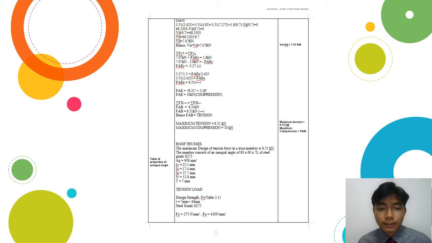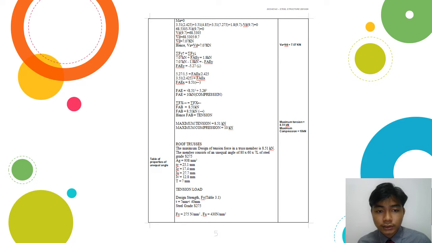We use the same formula that we learned from the theory of structure. So we got first FAEY is negative 5.27, so the arrow will go down. After that we calculate FAEX equals to 8.51. The arrow will go to left.